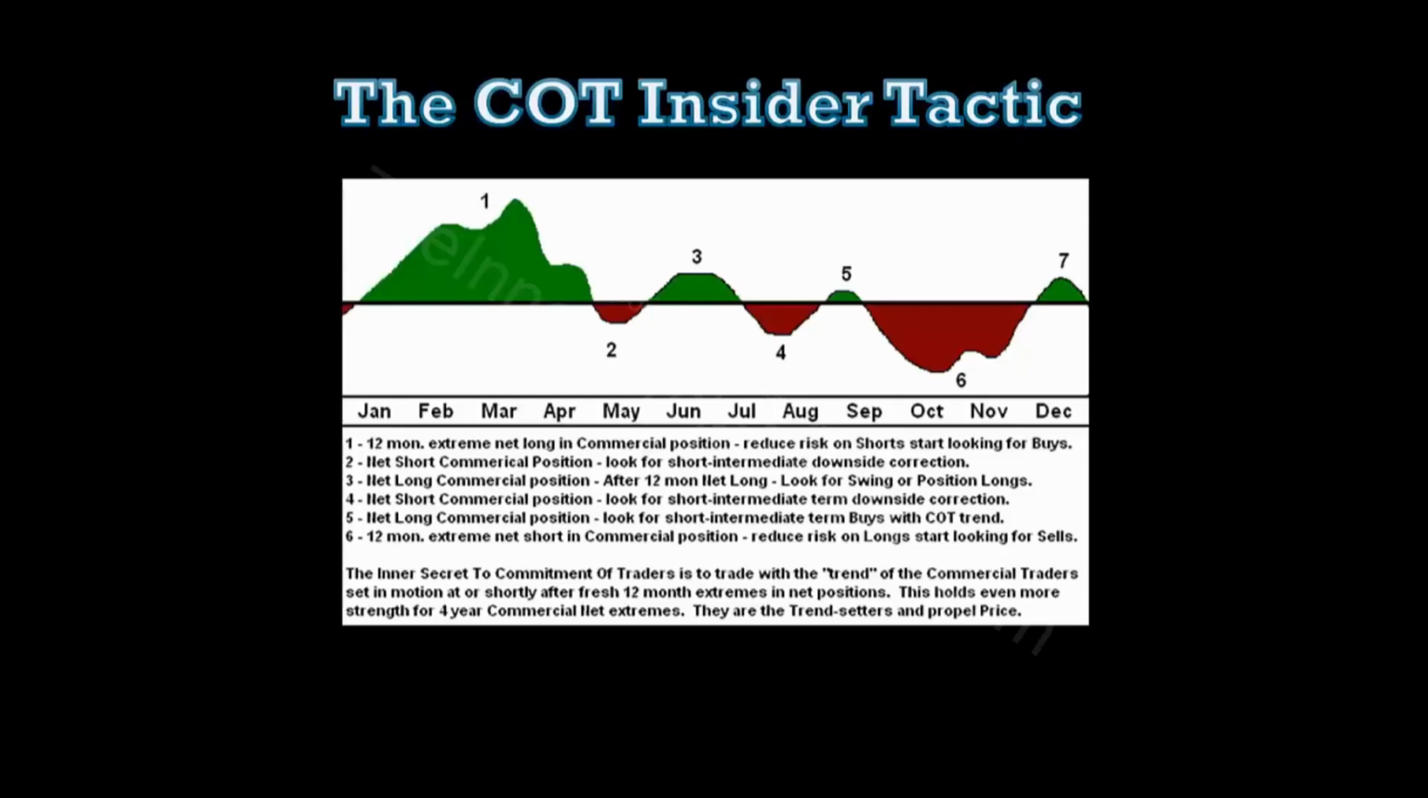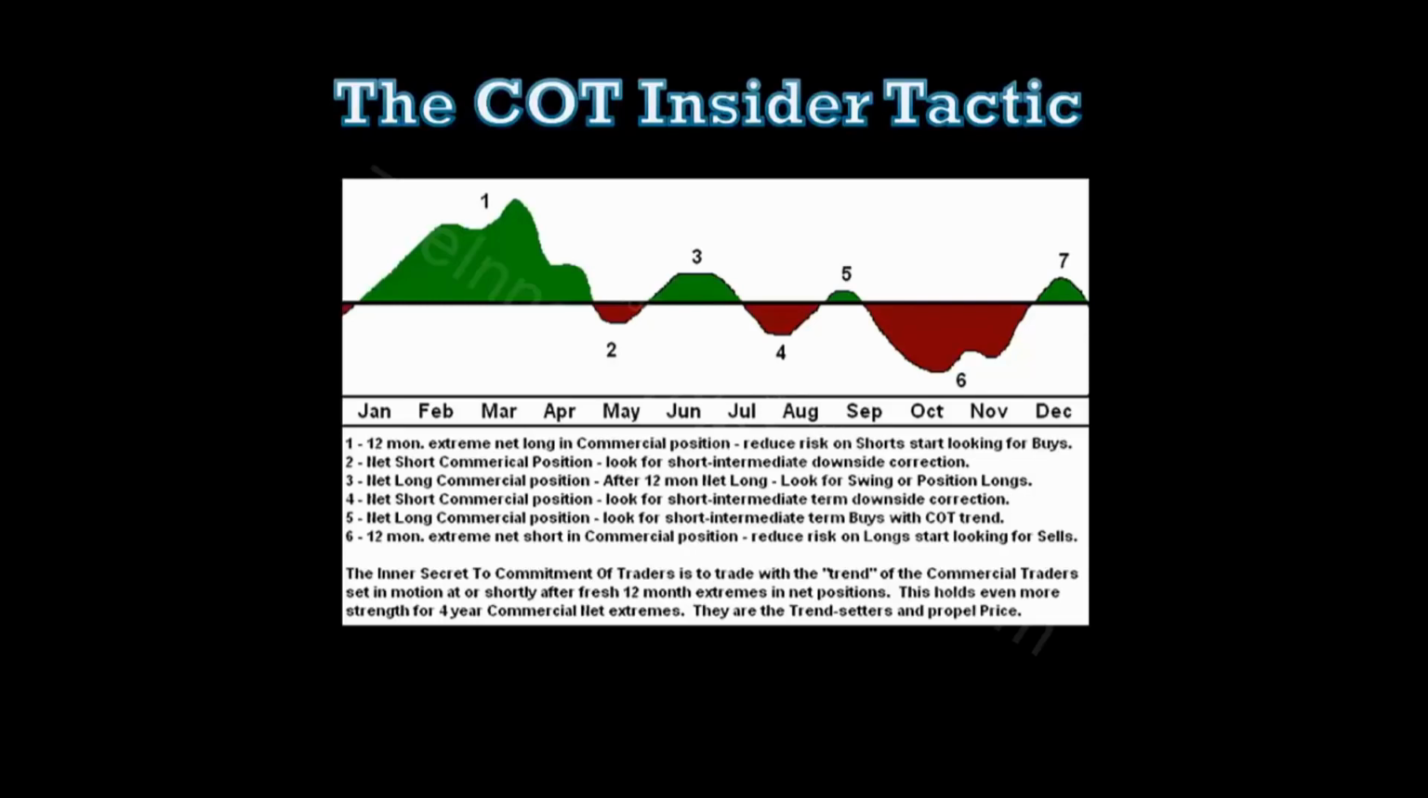The number 2 point in this graphic depiction, you can see the commercials move down to a net short position. This net short commercial position, even though it's very, very small, you can look for short to intermediate term downside corrections. But overall, look what we have. We have a very, very large pre-existing net long position by the commercials at the number 1 point. So really, even though the price may correct and trade lower during that period of time in May where we see a net short position by the commercials, that may be just a minor correction for the trend to resume during the number 3 point.